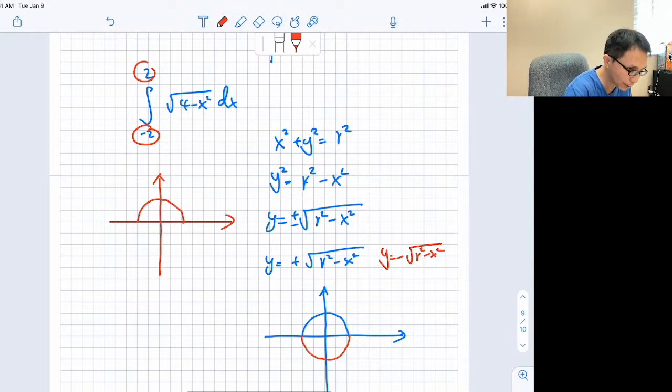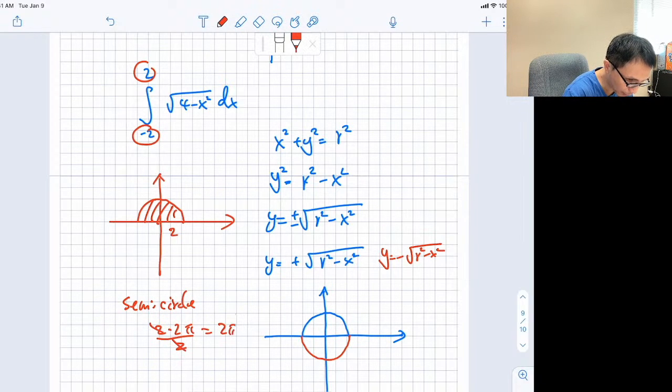So you know this is a circle, so you know this is the area of this. Radius of 2, so it's going to be a semicircle. So the semicircle is going to be 2 times pi over 2... so that is equal to 2 pi, because it's pi r squared divided by 2. So it's going to be 2 pi.